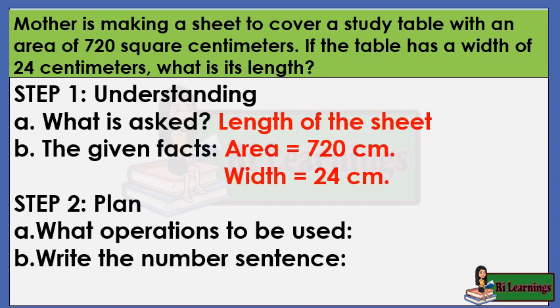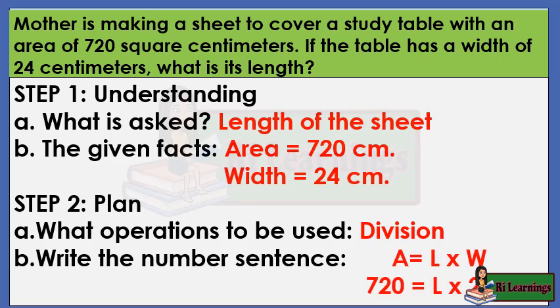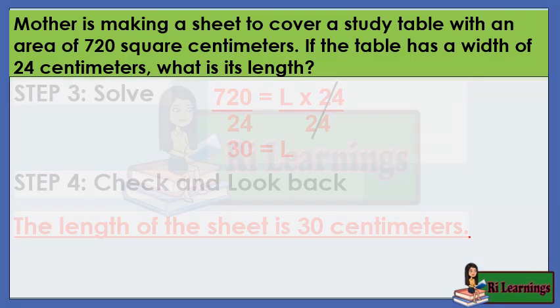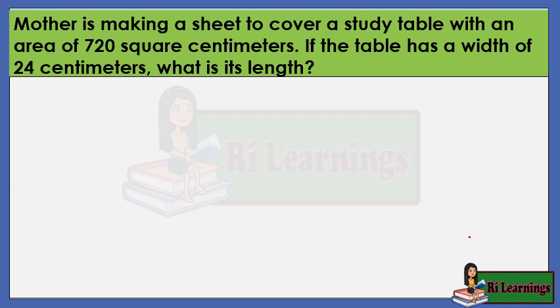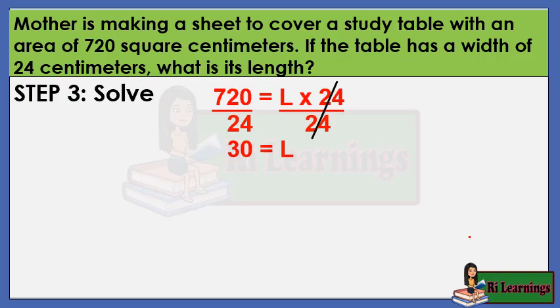Step 2. Plan. A. What operations to be used? Division. B. Write the number sentence. Area equals length times width. 720 equals length times 24. Step 3. Solve. Divide both sides by 24. 720 divided by 24 equals 30.